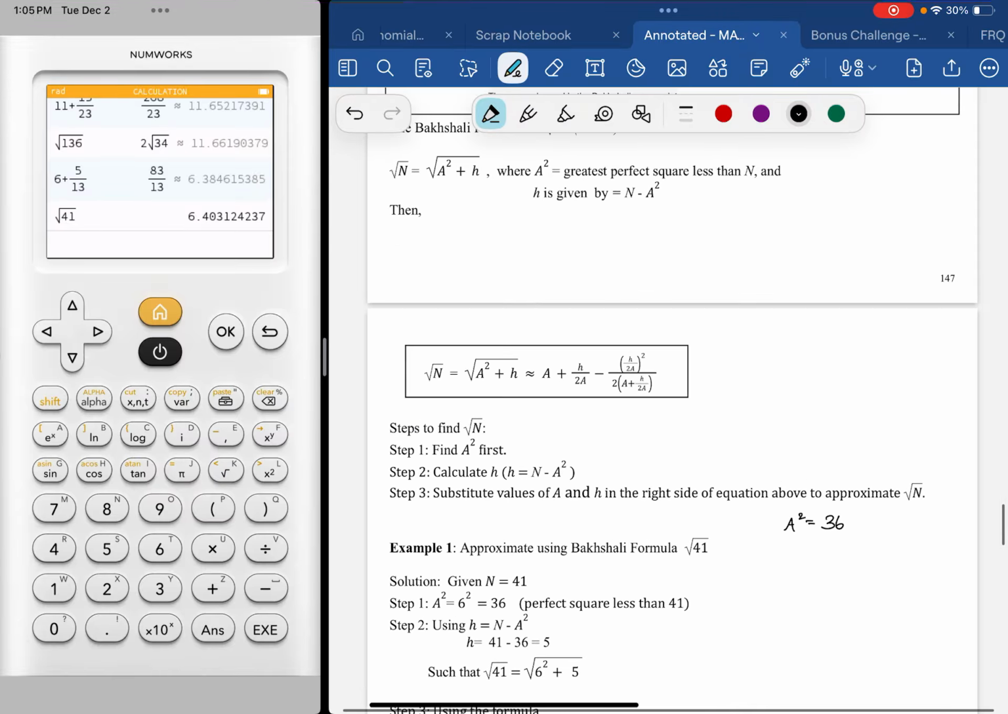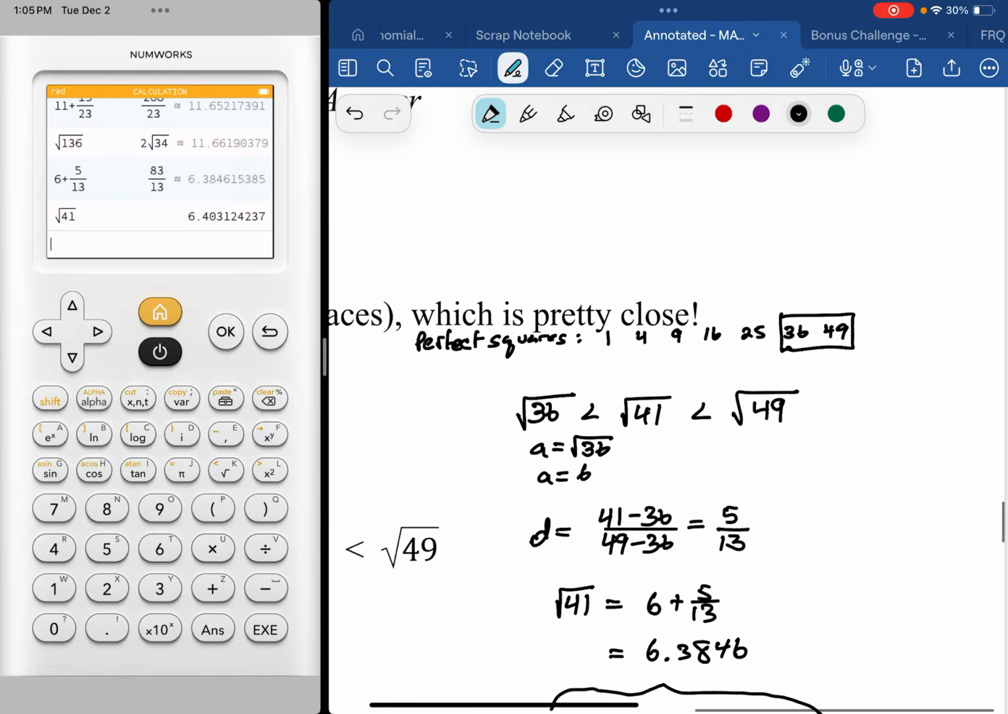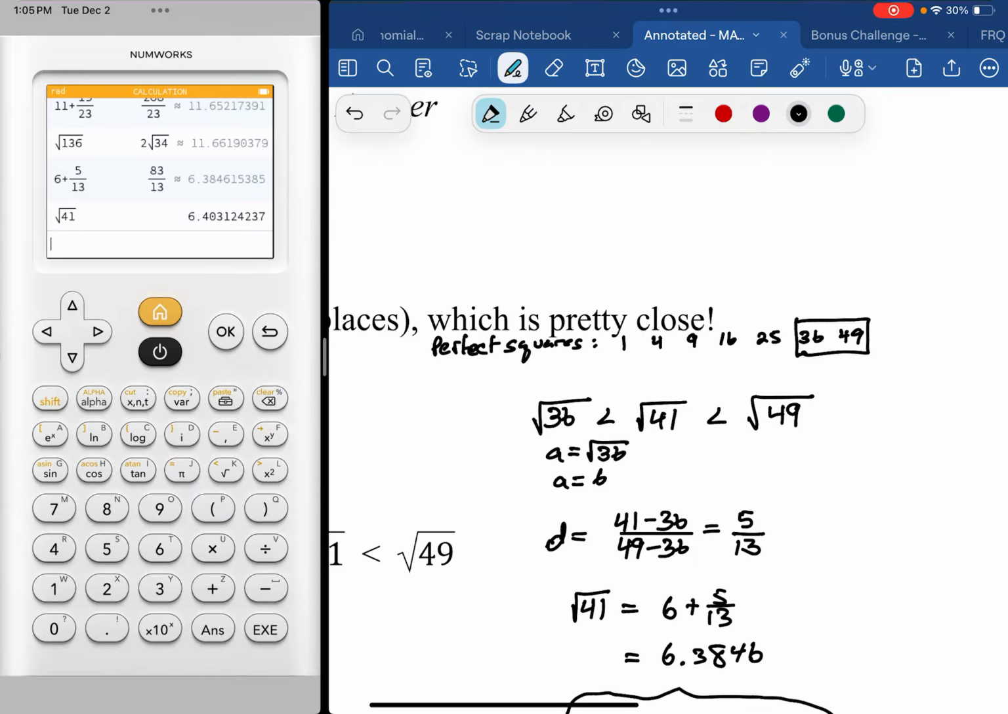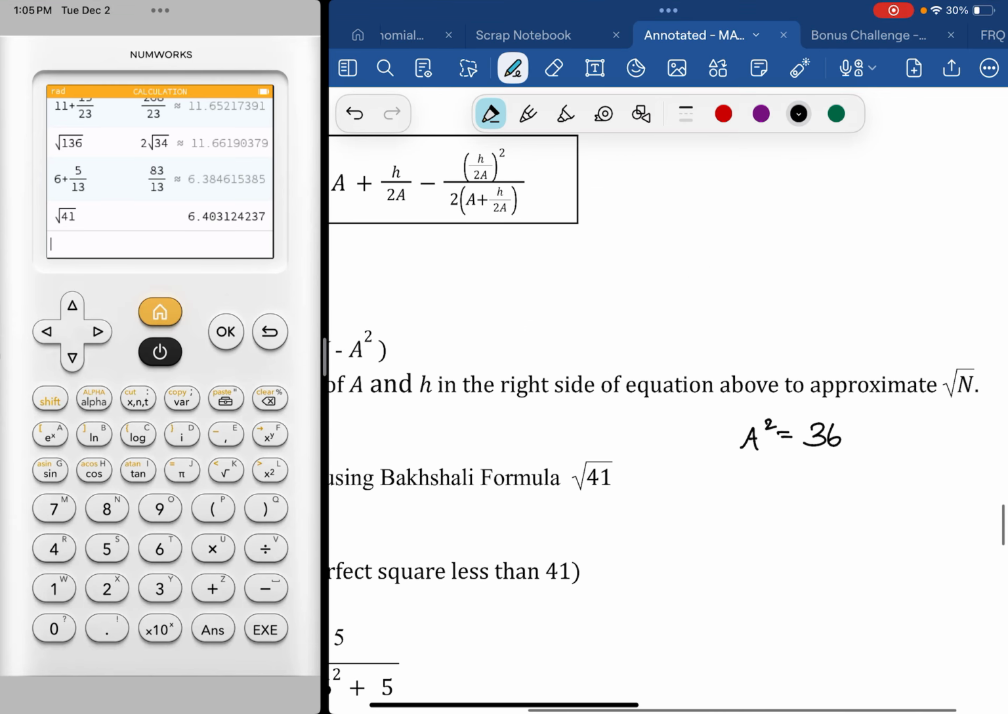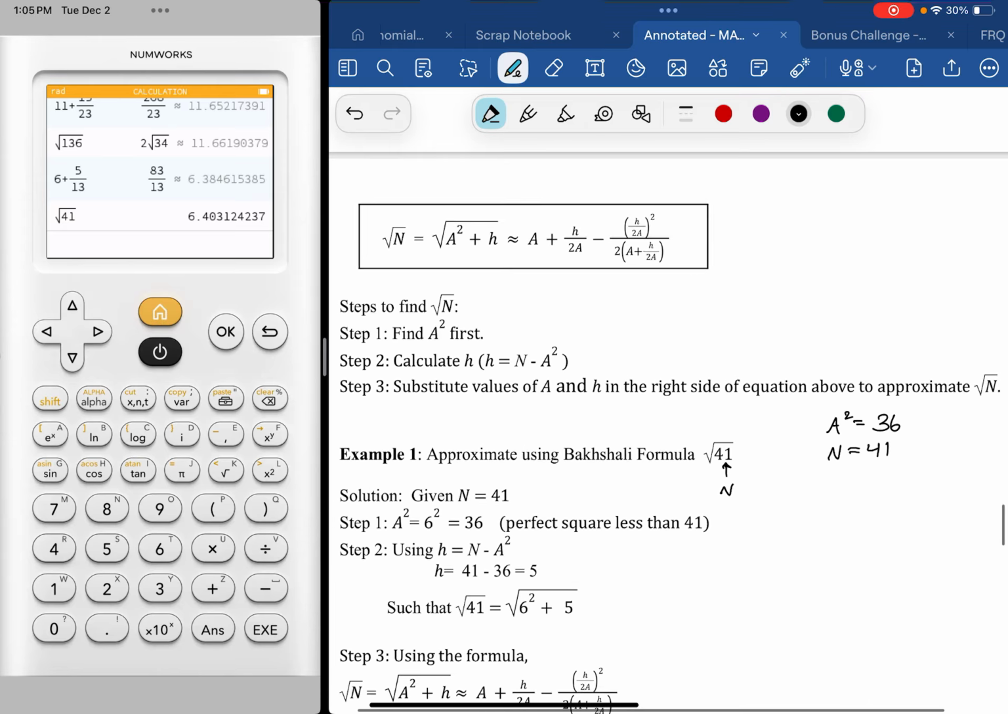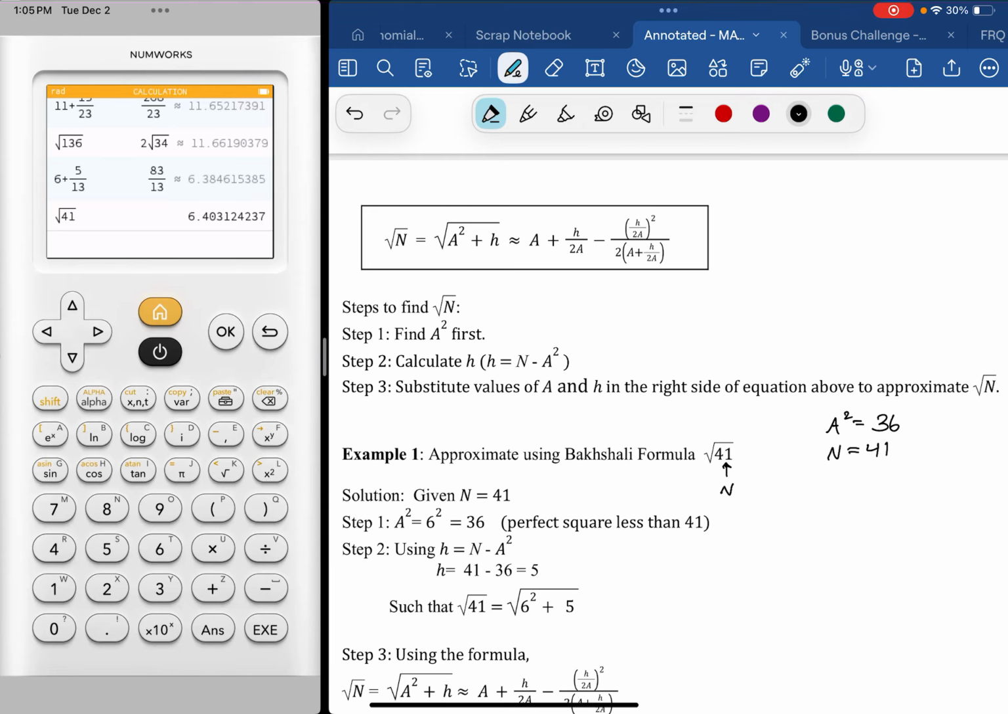Just going back, I'll steal some work from the previous video. The perfect square values are 1, 4, 9, 16, 25, 36, 49. The target number here is 41. The largest perfect square less than 41 is 36. The n value, they told us, is 41, because that's what we're looking to find. That's this number here. So we calculate the h, which is going to be 41 minus 36, which is 5.